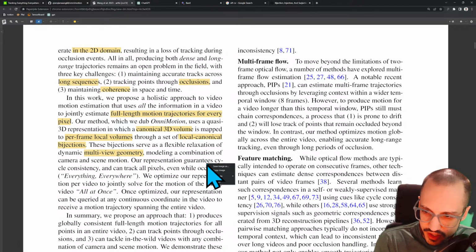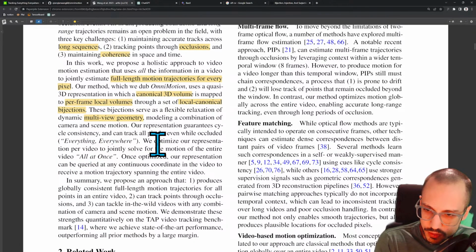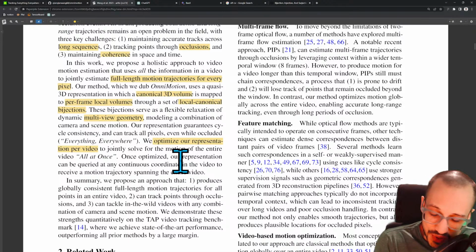Our representation guarantees cycle consistency and can track all pixels even while occluded. We optimize our representation per video to jointly... Ooh, that's no good. So, per video, as soon as they said that, that to me indicates that you have to run this optimization process for the entire video.